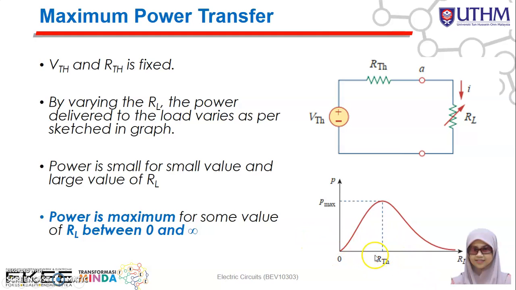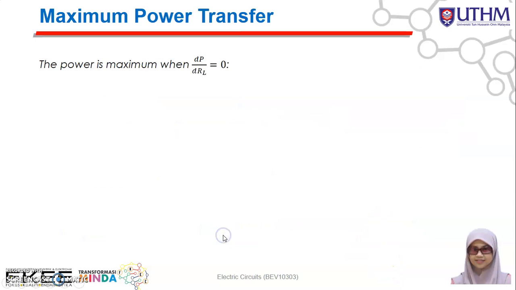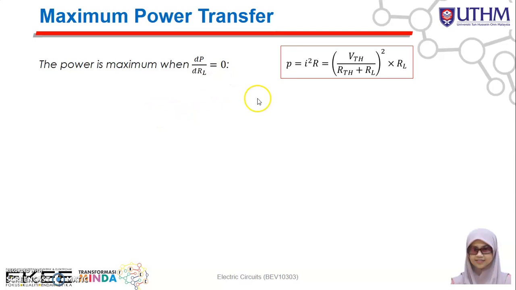How do we prove this? We can refer to the next slide. Based on the graph, the power is maximum when dP over dRL is equal to 0, where P is given by this equation. So you differentiate P with respect to RL in order to find the maximum power. V Thevenin squared can be factorized and brought outside, and then we just differentiate RL divided by R Thevenin plus RL, squared.